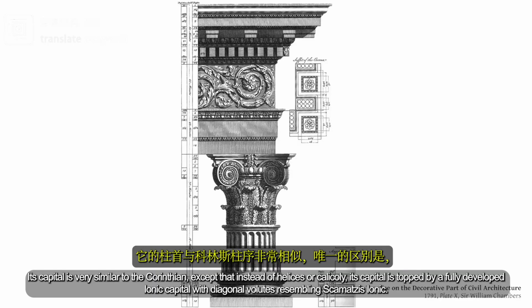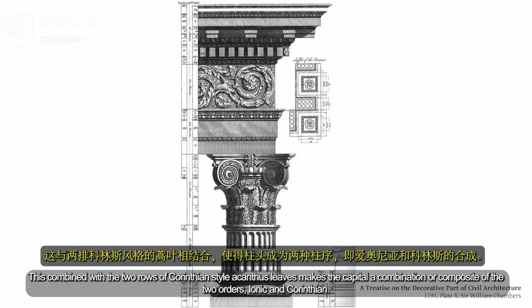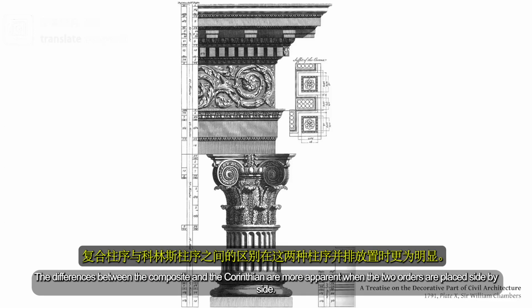Its capital is very similar to the Corinthian, except that instead of helices or calicoli, its capital is topped by a fully developed Ionic capital with diagonal volutes resembling Scamozzi's Ionic. This, combined with the two rows of Corinthian-style acanthus leaves, makes the capital a combination or composite of the two orders, Ionic and Corinthian.